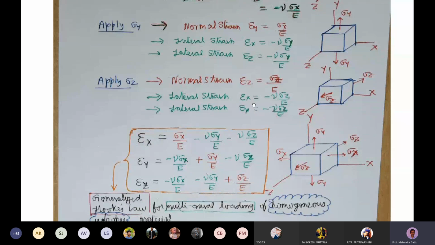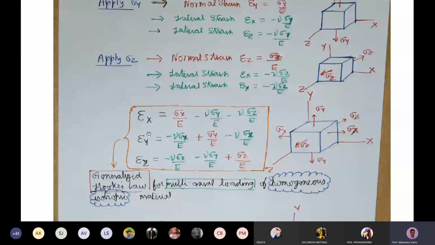So that's what we have here. Epsilon x is sigma x by E minus nu sigma y by E minus nu sigma z by E. So this is the sum, and that is the resultant strain produced due to the action of these three stresses simultaneously, sigma x, sigma y, and sigma z. Sigma x by E is due to the normal strain, and the sigma y component is due to the lateral contraction. So that is shown by the negative value here. And minus nu sigma z by E is the lateral contraction due to the application of sigma z stress. So this is for stress in the x direction.